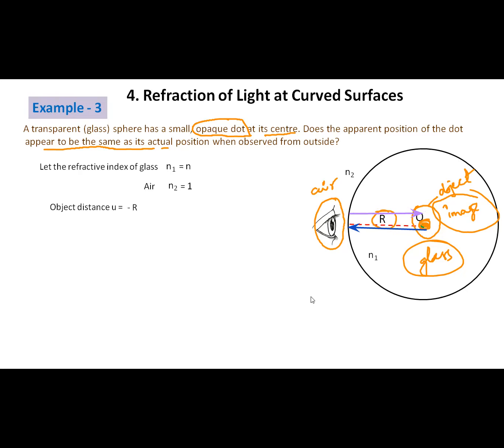Then where will the image be? We don't know the image distance, but I know the radius of curvature R. That is taken to be negative because I am measuring from the pole to the center. So minus R. Then what is the v value? I know n1, n2, the u value, and the R value. What is the v value? We have to find it out using which formula? Which formula can we use?